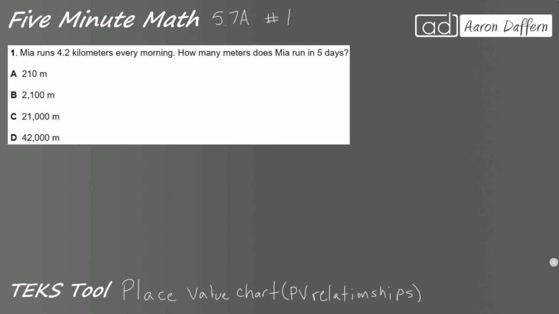So it seems like we've got a pretty simple conversion problem. We've got Mia running 4.2, or 4 and 2/10 kilometers every morning. And then how many meters does she run in 5 days?